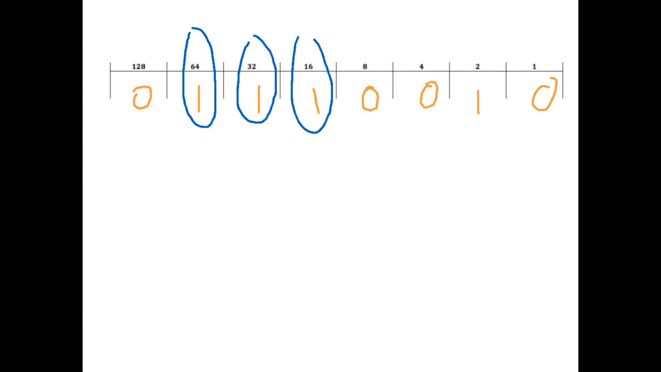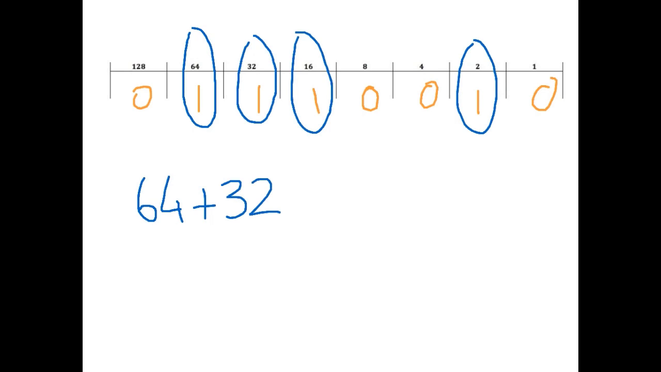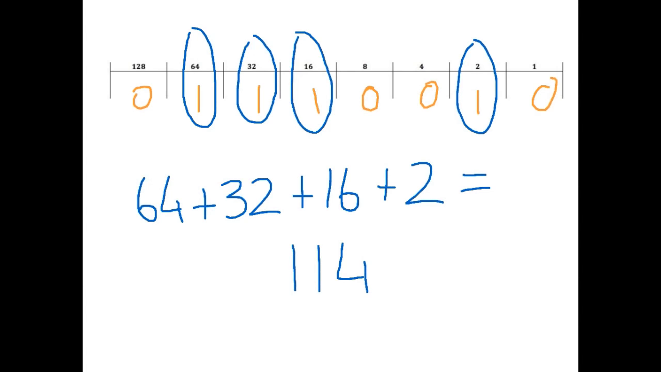Let's try another one. Let's go 01110010. Okay, let's go through looking for the ones. No 128s. We've got 64, 32, 16, and a 2. So 64 plus 32 plus 16 plus 2 is equal to 114.